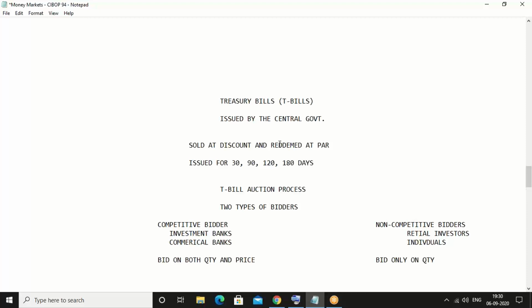But the bidding will always go up, right? Bidding works like this only. If somebody is bidding 99 rupees, you have to bid 99.5 or 99.2 to get the bonds or treasury bills. So doesn't it say that the highest price and the highest quantity, no matter what the quantity is, the highest price will be allocated?